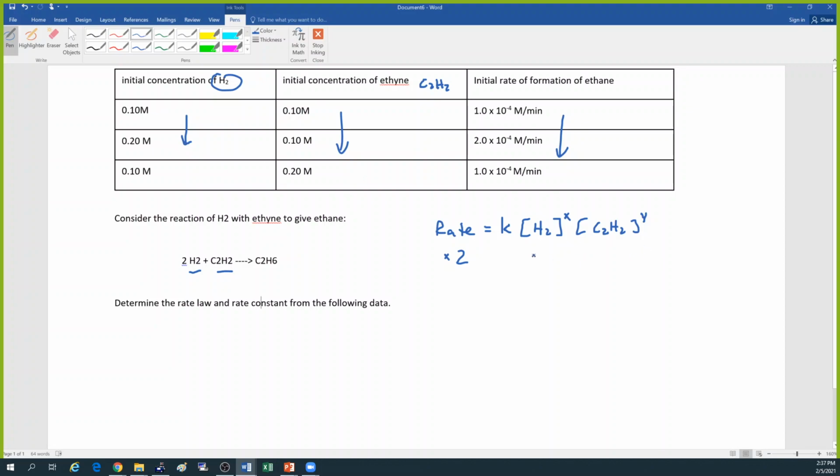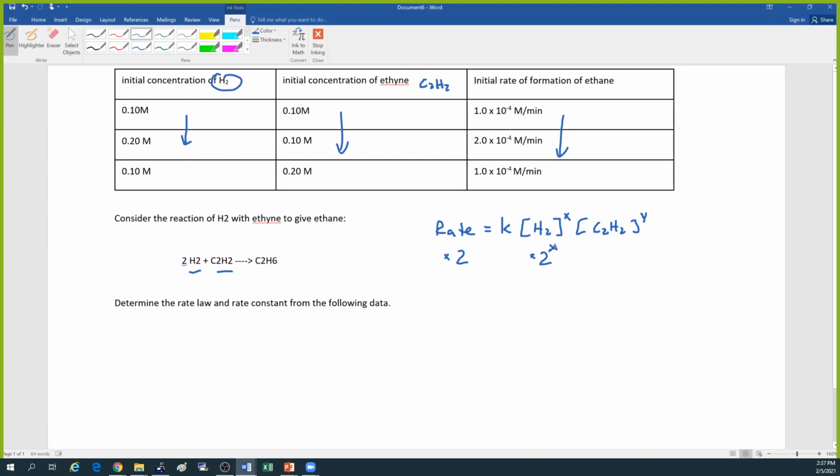Didn't the hydrogen also double? But that's to the x power. So if we doubled the concentration and it's raised to some x power, we know it can't be 0, because if it was the 0th power, this would be 1 and the rate would not have changed.